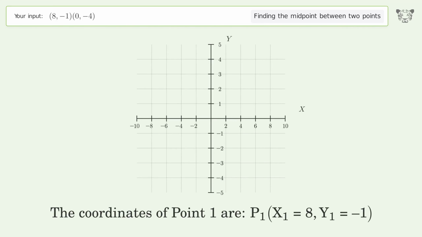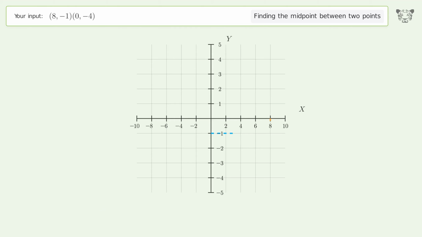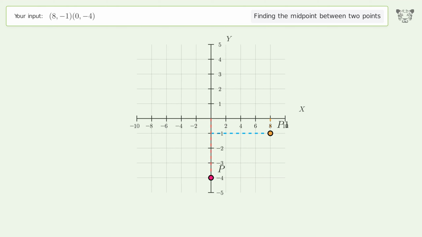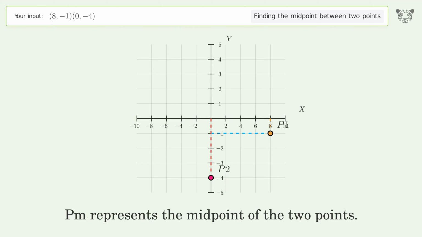The coordinates of point 1 are x1 equals 8, y1 equals -1. The coordinates of point 2 are x2 equals 0, y2 equals -4. PM represents the midpoint of the 2 points.